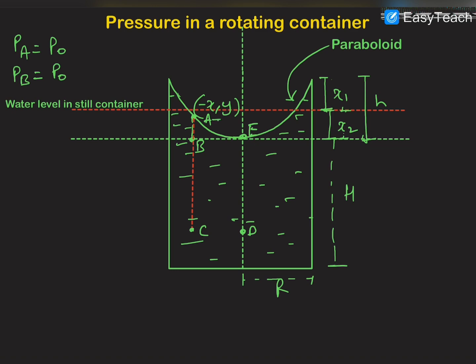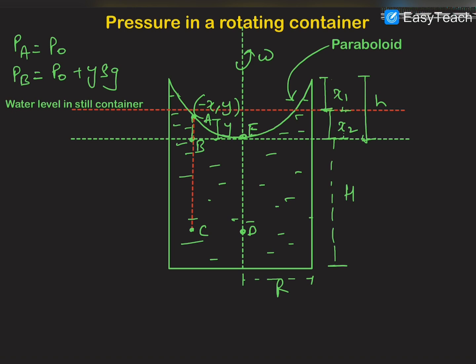P naught plus this height is y, so this is y rho g. Now it is very important to note that when we are moving from A to B, the pressure will vary only due to the gravitational force, and it would not vary due to the centrifugal force, because when we are moving from A to B, we are moving on the y-axis, which is parallel to the axis of rotation. And due to this fact, the distance of these points A and B from the axis of rotation is constant. So centrifugal force acting on these particles will be constant.